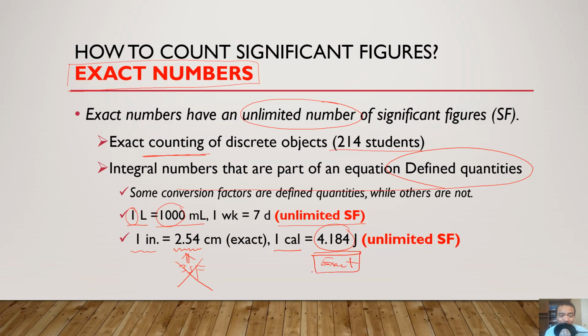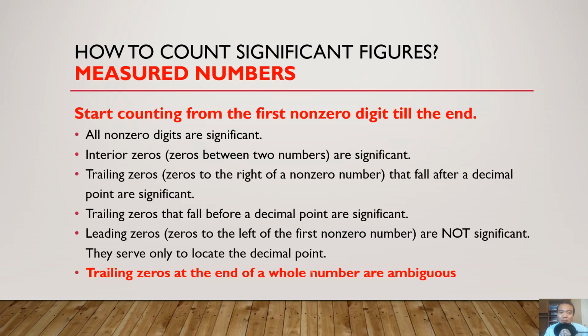So when you assign the number of sig figs for exact numbers, do you remember they have an unlimited number of sig figs? What about the second type of numbers, so-called measure numbers? Measure numbers come from the measurement, as we showed you.